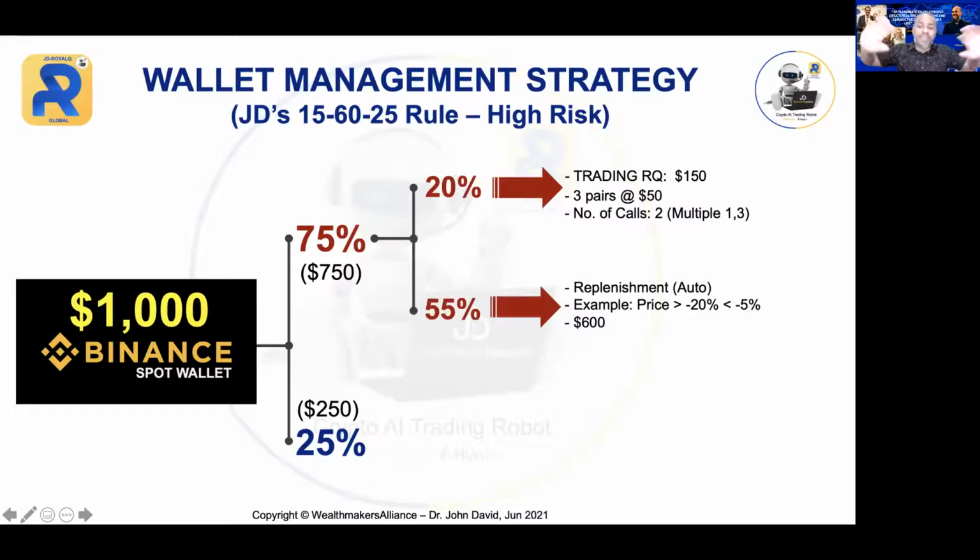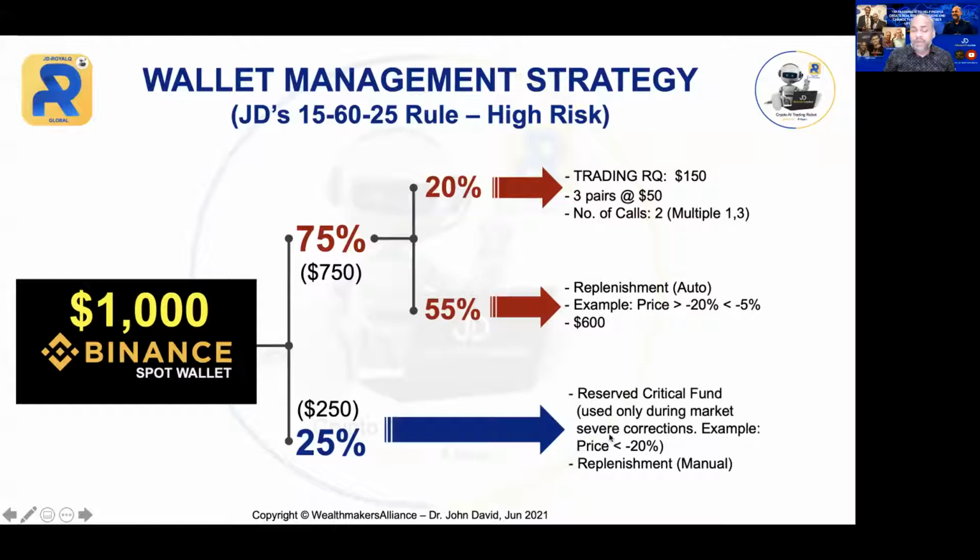So the robot will take care of this trade for me without me interfering, all right? But if the market goes further down by 20 or 30%, and my 750 is used up, what will happen? I still have another $250 for my reserve contingency fund, where I can go in and begin to do my manual replenishment. So in this example, you can see that will be 15%, 60%, and 25%. So this is a 15, 60, 25 rule for the high risk.